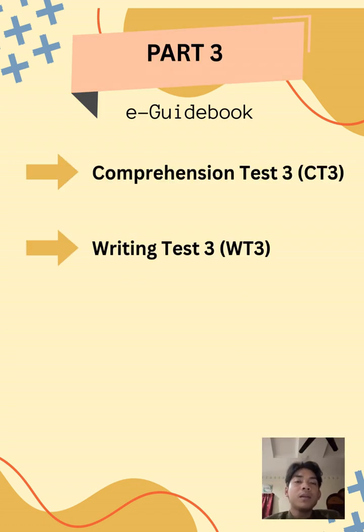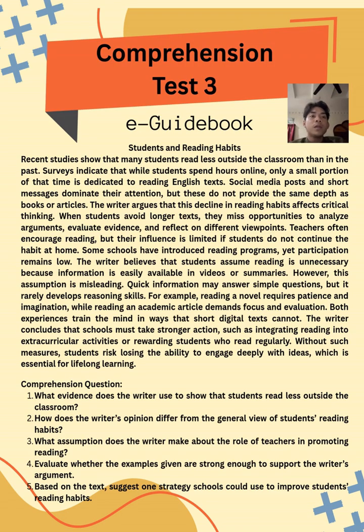This part 3 is different from part 2 in terms of consolidation tasks, which are comprehension test 3 and writing test 3. In this comprehension test 3, students read a longer and more complex text with the title Students and Reading Habits and answer higher order questions that require critical thinking and personal responses. This aligns strongly with the learning outcome of advanced reading comprehension.